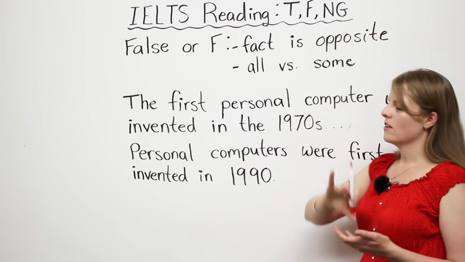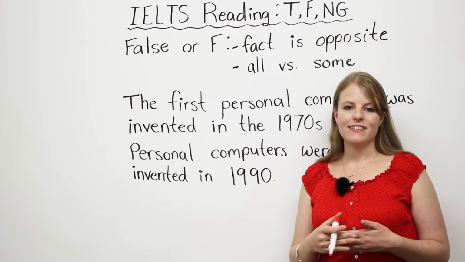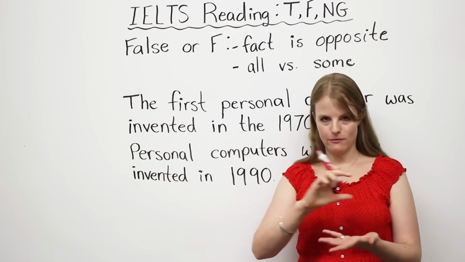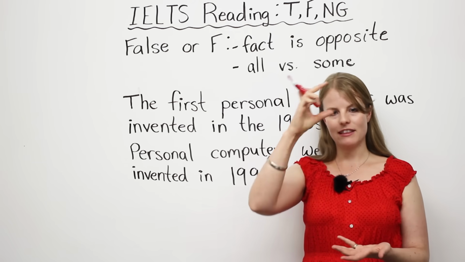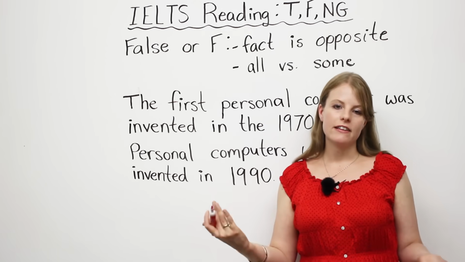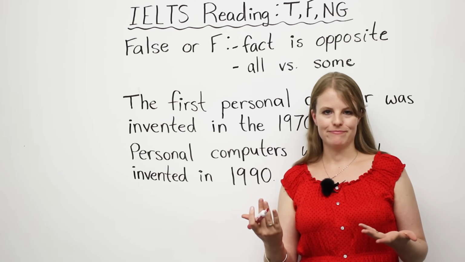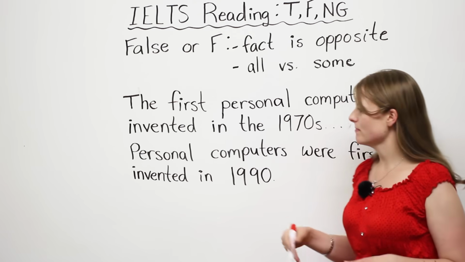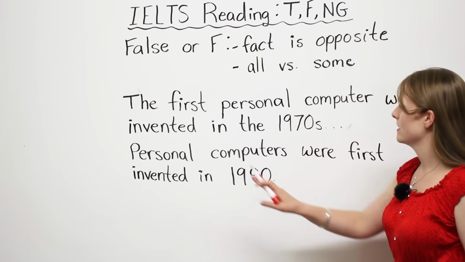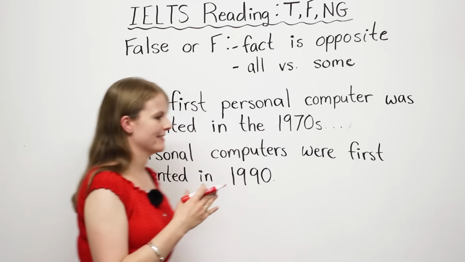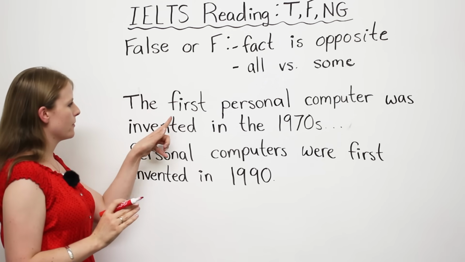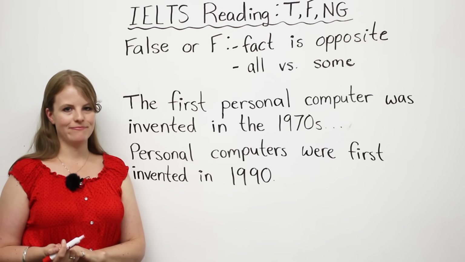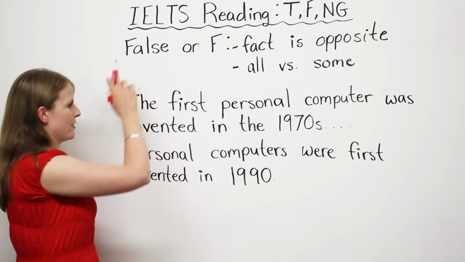So if it says all children should eat broccoli, if that's what the fact says, in the reading passage, if it says some children should eat broccoli, this would be where you would write false. So let's look at an example. Let me go to this side. You can see better. The first personal computer was invented in the 1970s. So this is what it says in the reading passage.